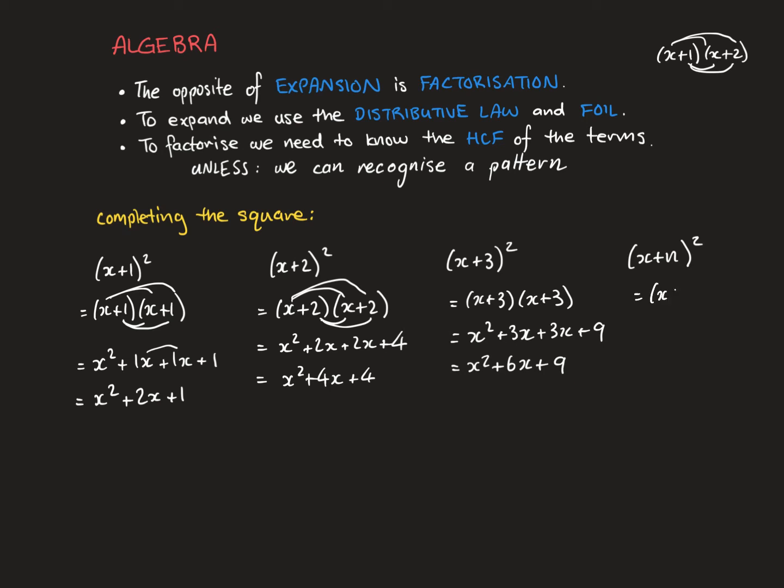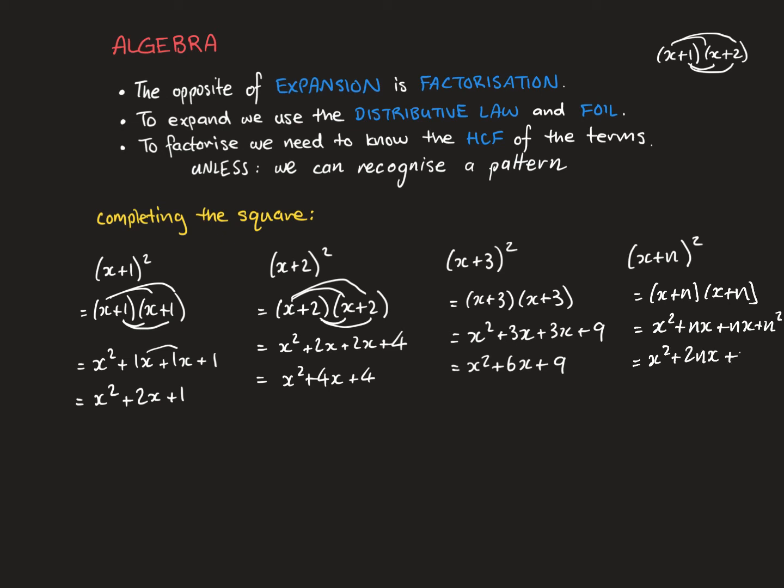So we've got x plus n. We're going to solve it exactly the same way that we did before. And you're left with x squared plus nx plus nx plus n squared. Now, the two middle ones are still like terms. We can combine them like this.